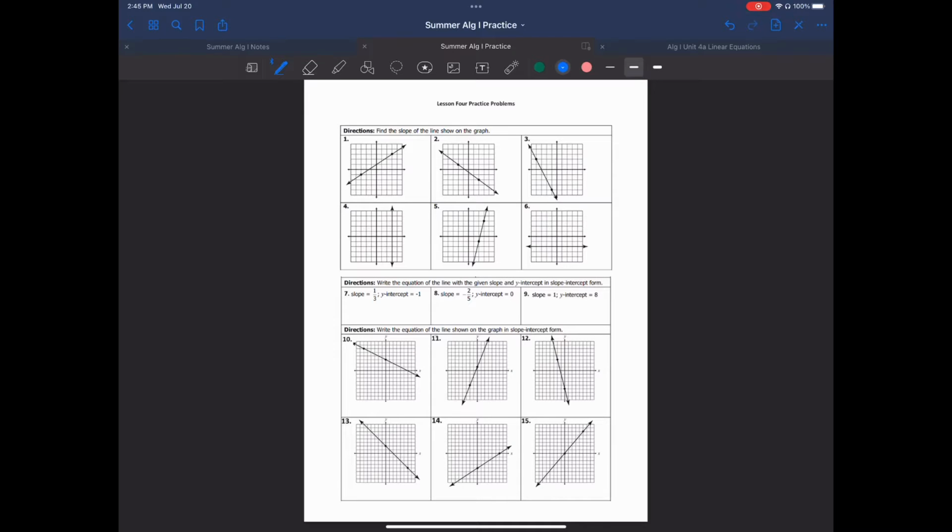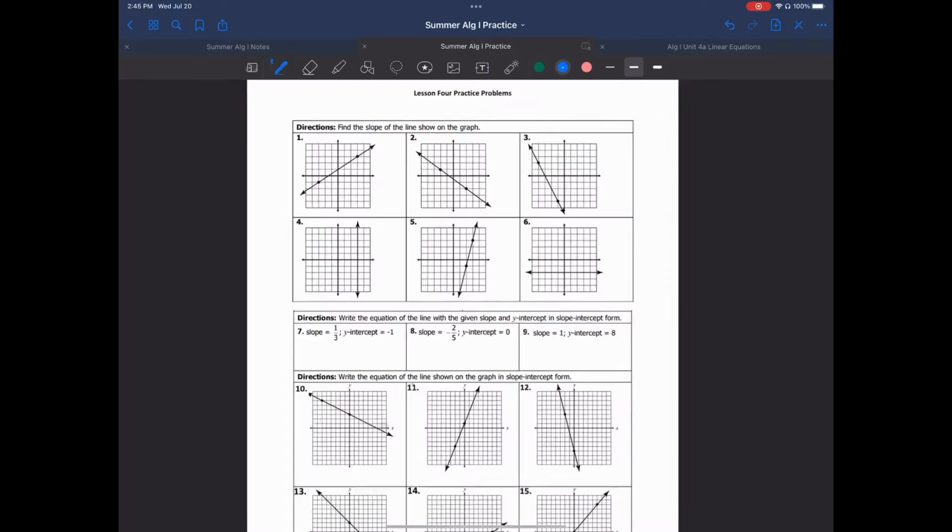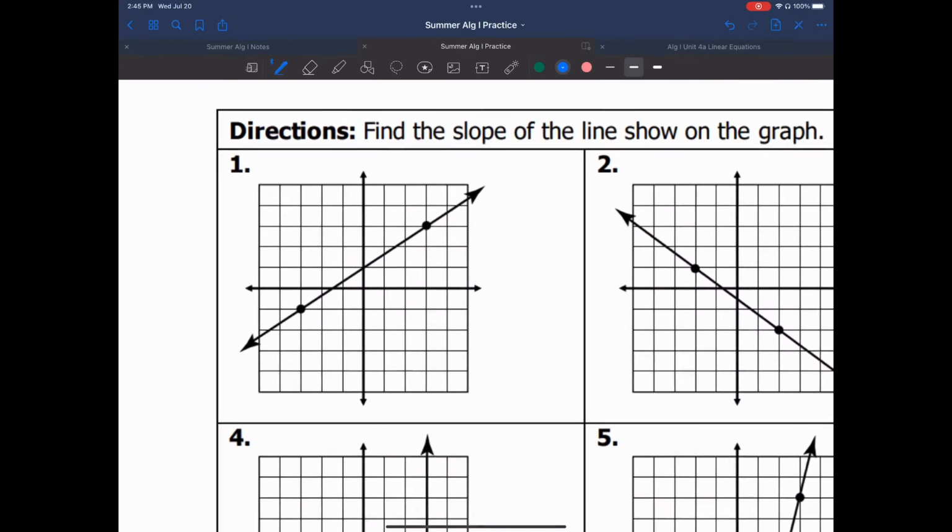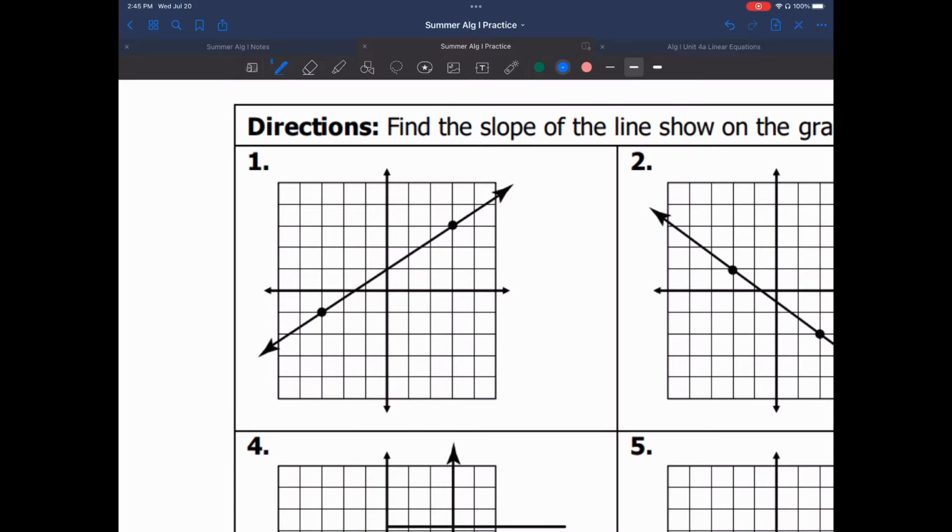We are going to go over our lesson 4 practice problems over finding slope and writing equations of lines given the graph. So let's go ahead and jump in here. All right, so this top section, we're just finding the slope of the line. So like we talked about, we're going to pick 2 points, start from the one furthest to the left, and we do our rise over run.